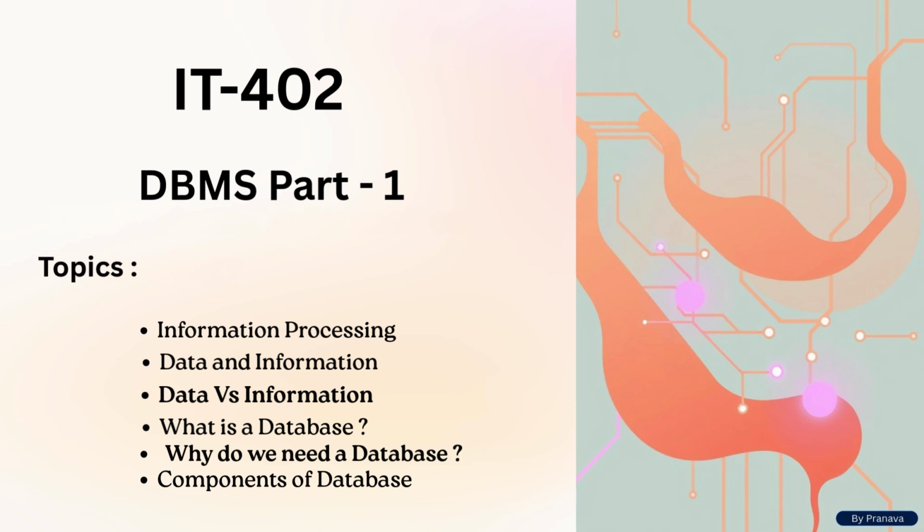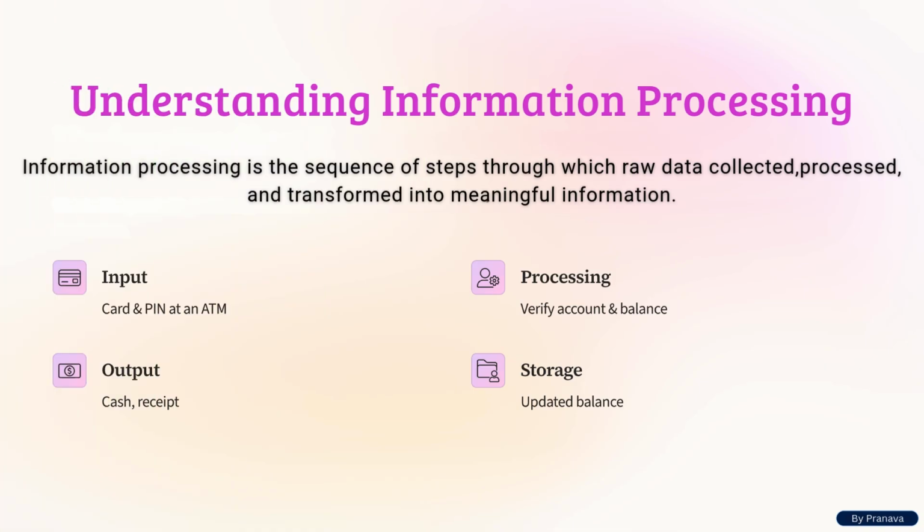See, understanding information processing. Information processing is a sequence of steps through which raw data is collected, processed, and transformed into meaningful information. It is a phase where raw data is collected, processed, and transformed into meaningful information. The steps included in information processing are input, processing, output, and storage.